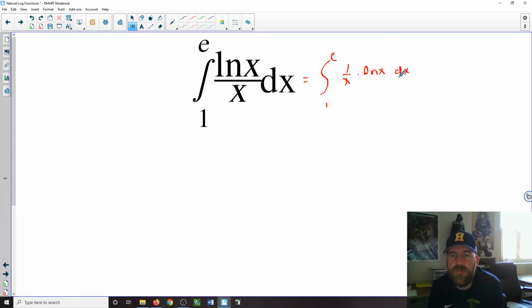Okay, so derivative of ln x, so u equals ln x. Take the derivative of both sides. We get 1 over x dx. So 1 over x dx is this piece here with the dx and the 1 over x. We're going to take that out and put a du in, and take this out and put a u. So we have u du.